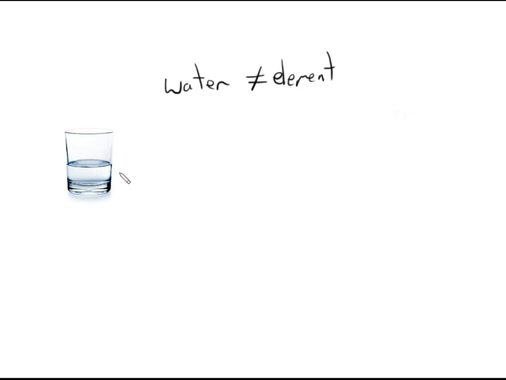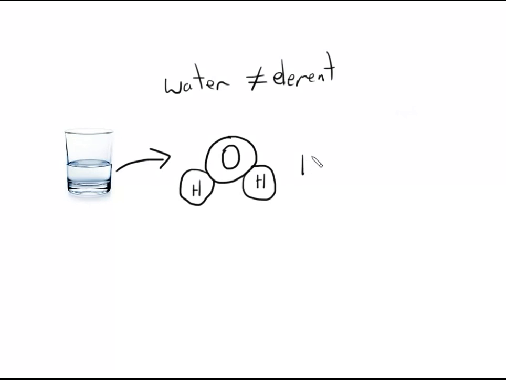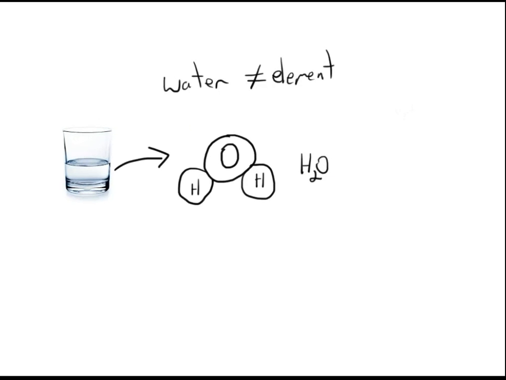And the reason is because if you zoom in and look at water at an atomic scale, what you're going to find is that water is made of particles that consist of one oxygen atom and two hydrogen atoms. And you probably know this is where we get the shorthand for water, H2O, from. But the important concept right now is that one particle of water actually consists of three atoms.